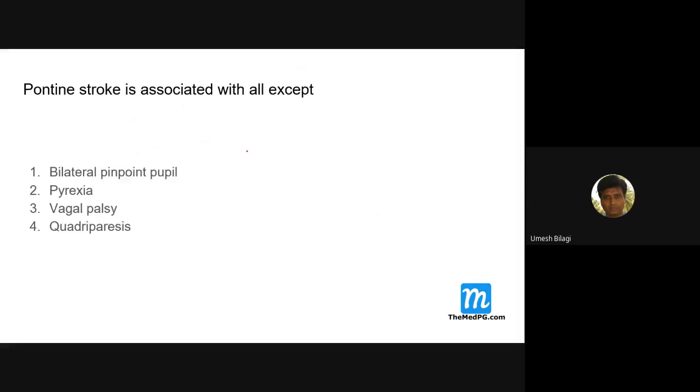Pontine stroke is associated with all except... Pontine stroke. I think I discussed this in the last class. Pontine bleed and all that. Okay. Bilateral pinpoint pupil, pyrexia, vagal palsy, quadriparesis. There is a quadriparesis, there is autonomic nervous system involvement. Because of that, there is pyrexia, and similarly, there is a pinpoint pupil because of autonomic nervous system involvement only. But the vagus nerve is not involved.